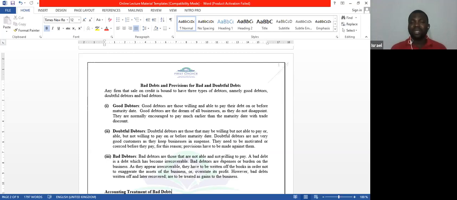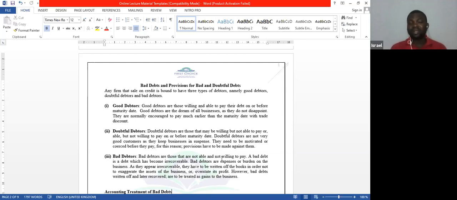An example of why you can have bad debt: probably the customer purchased the goods, and because of the economy, you could not sell the goods on time. So you sold it at a loss and were unable to pay back the money. Other causes are bankruptcy, insolvency, mismanagement, distrust, and disputes. Probably you and your customer have issues agreeing on a balance, and such disputes might encourage the debtor not to pay back the money.